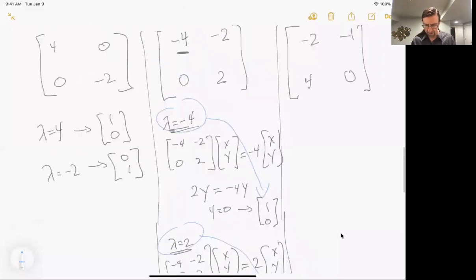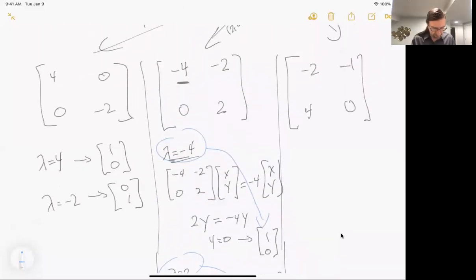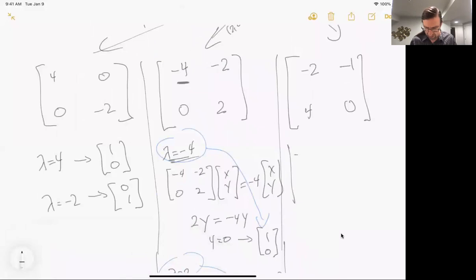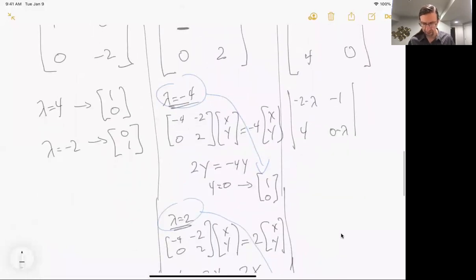All right, last one. Let's write down the characteristic polynomial. We're going to do the determinant of minus 2 minus lambda, minus 1, 4, and 0 minus lambda. Okay, so let's write down that characteristic polynomial. That's minus 2 minus lambda times minus lambda.